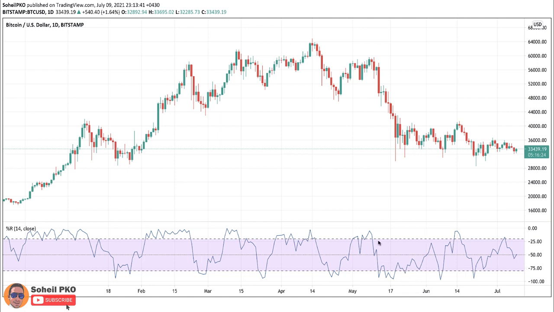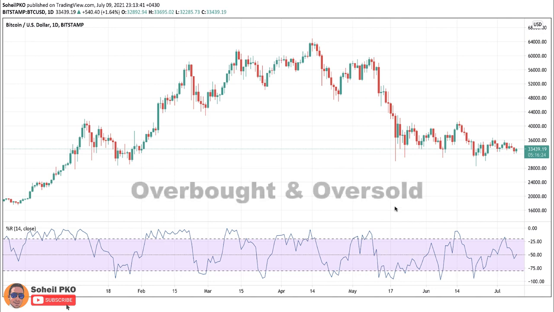When we have high readings of R%, I mean the R% line is above -20, it shows that the price is near its high and this could possibly show overbought condition. And when it's below -80, it shows that the price is near its low and possibly showing oversold condition. Now let's talk more about overbought and oversold readings and how they can help us in trading.